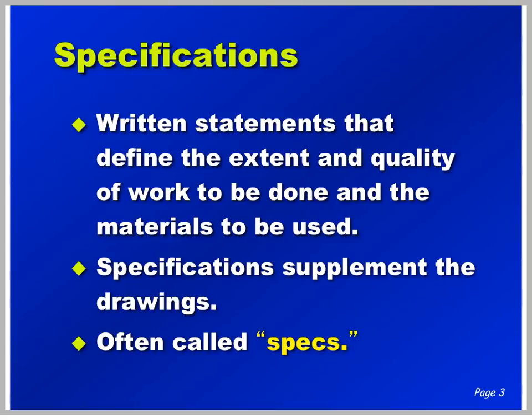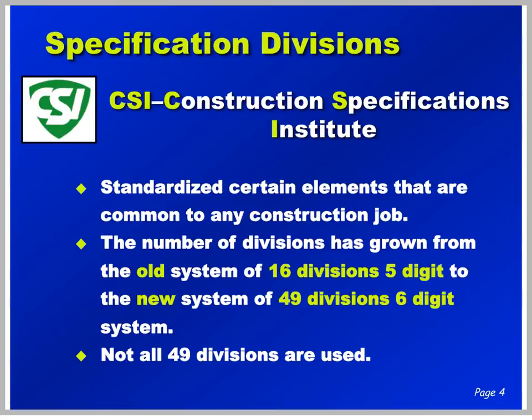Simply stated, specifications are the written statement of the construction documents that define the extent, quality, and the materials to be used. Specifications are a supplement to the drawings, often called specs. Specifications are standardized by CSI, Construction Specifications Institute. Most all specifications will be organized in the new 6-digit 49 division system.